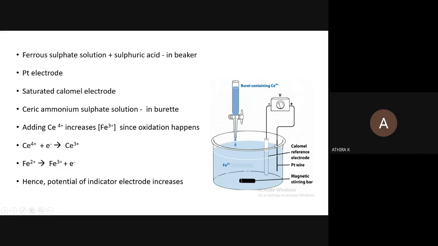Then we are dipping a platinum electrode, and a calomel electrode is coupled with the platinum electrode, since we need to measure electrode potential. Since we need to measure the electrode potential, we have to couple a calomel electrode with the platinum electrode. Those points are clear, right?